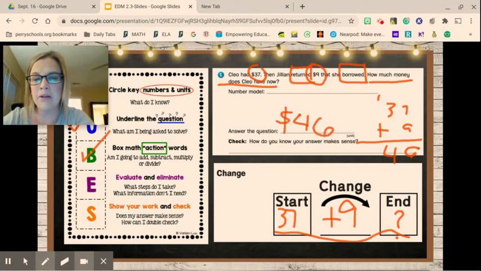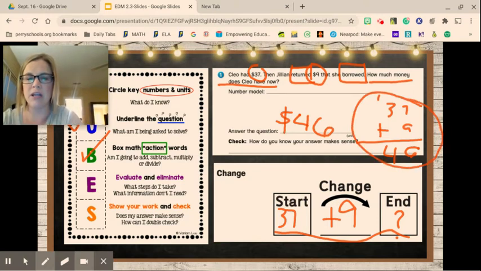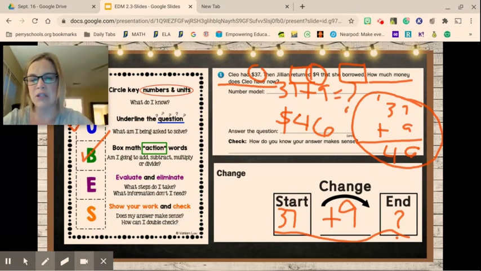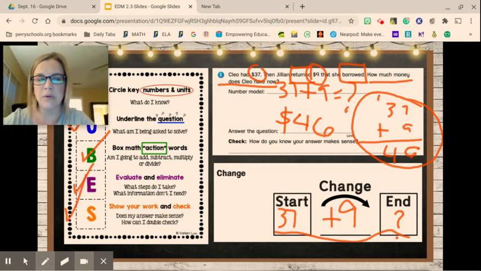My number model, again, would be what I use to solve it, which is this right here. I'm going to do 37 plus 9. And before I solved it, I didn't know the answer, so I'm going to actually put a question mark there. So 37 plus 9. I have evaluated it, and I have shown my work to solve it. So Cleo now has $46.